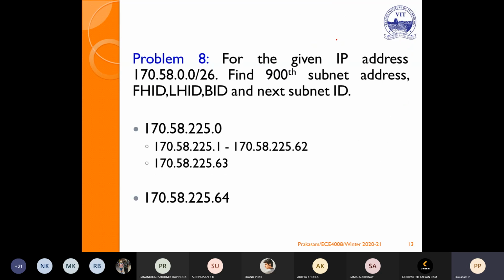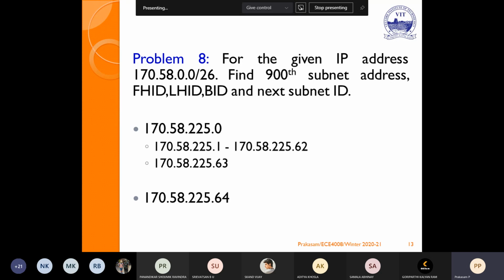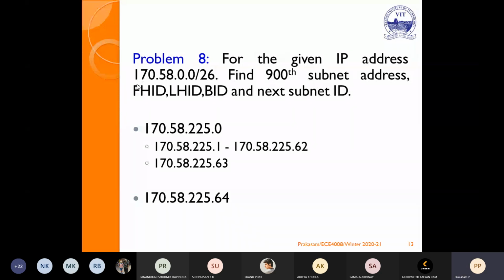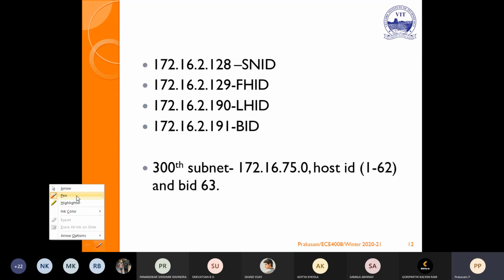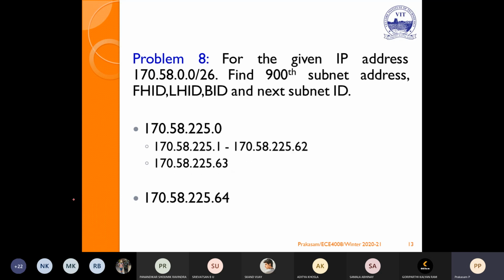So the next problem, the same type of problem. For the given IP address, you have to find the 900 subnet address, first host address, last host address, then broadcast ID, and next subnet ID. So 170.58, it starts with 170. This belongs to which class? 170 means which class?